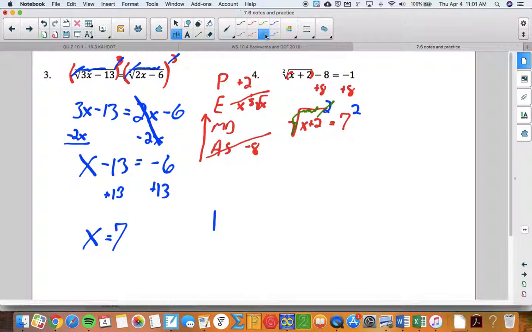So on the left side, I have x plus 2 now. On the right side, when I square 7, I get 49. And now I undo adding 2 by subtracting 2. So I get x equals 47.